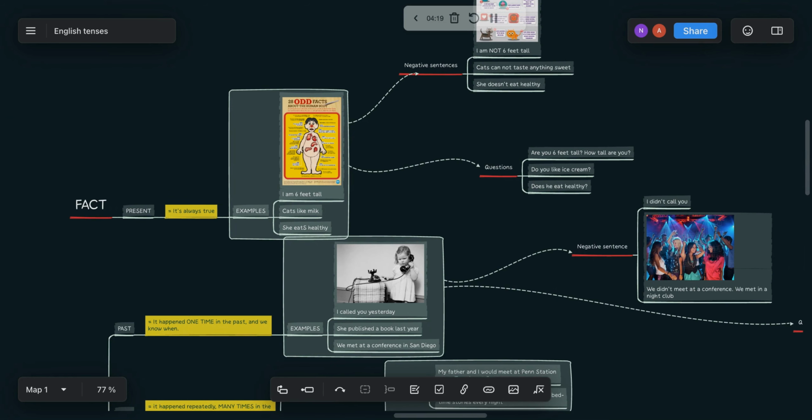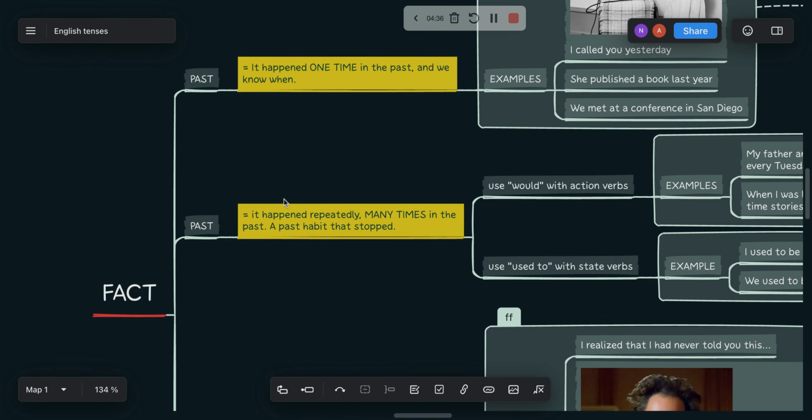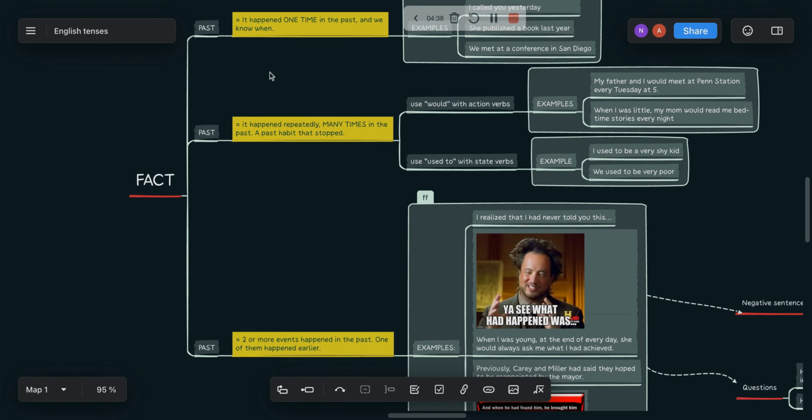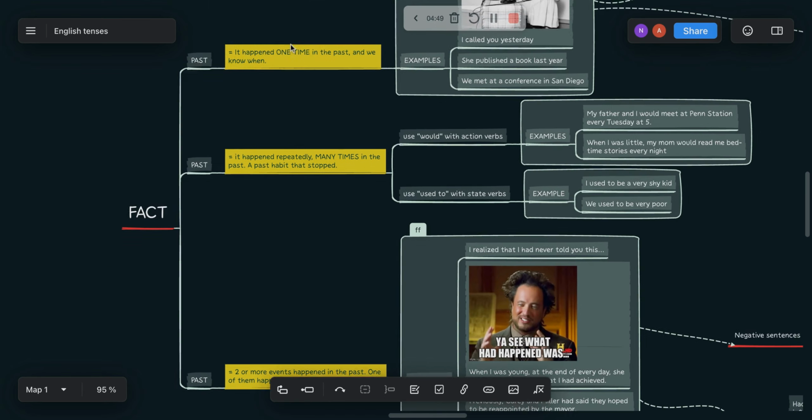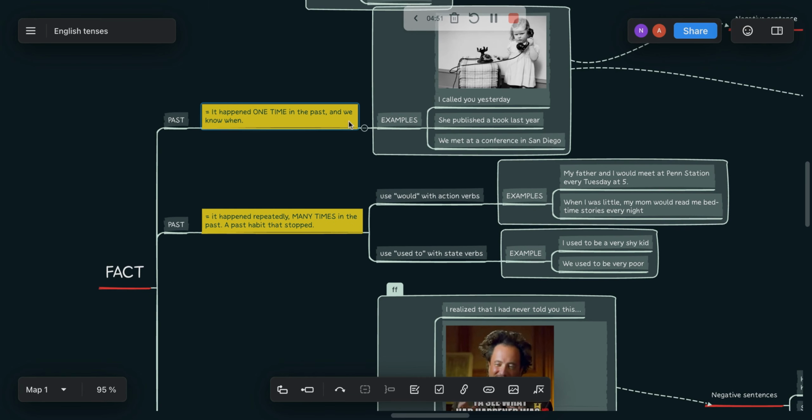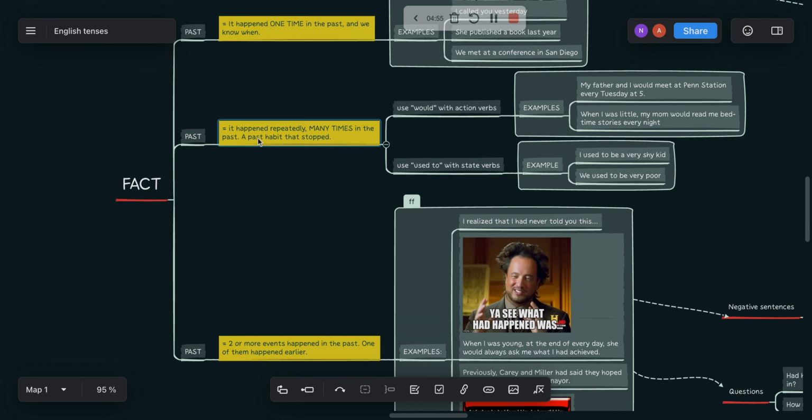You will also see how to make negative sentences and how to ask questions. If you see three yellow parts, it means all of them are possible, and you need to understand what is true in your context. A fact in the past can mean that it happened one time in the past and we know when. Is this your situation? She published a book last year. A fact in the past can also mean that it happened repeatedly, many times in the past. It's a past habit that stopped.